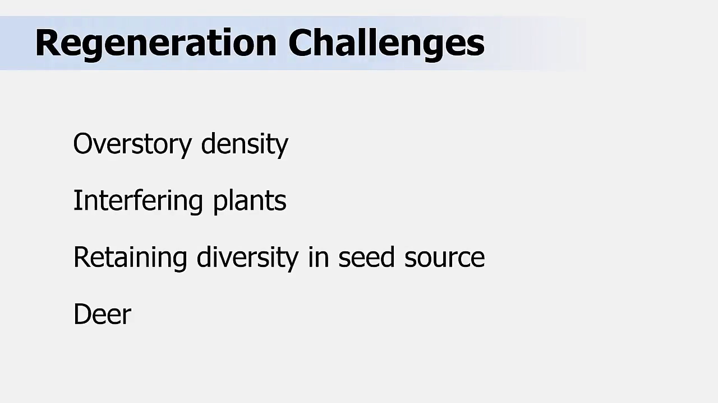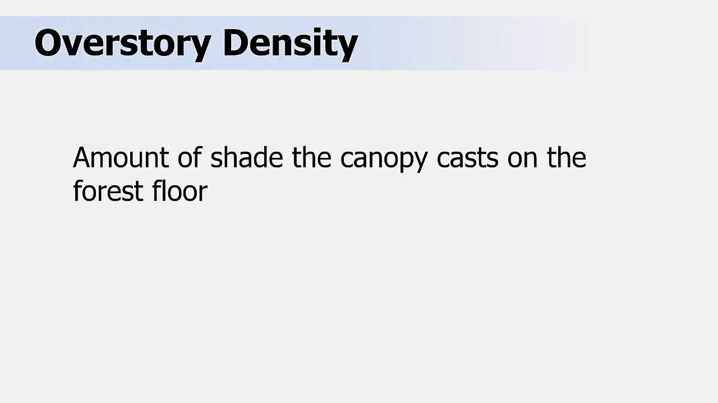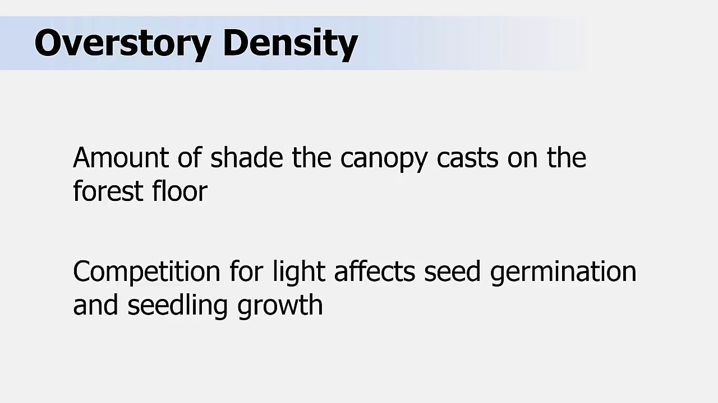There are a number of challenges for a stand that is moving towards regeneration, including overstory density, interfering plants, retaining diversity in the seed source, and deer. Overstory density refers to the relative amount of shade the canopy casts on the forest floor. Light is an important consideration when seeking natural regeneration. Competition for light affects seed germination as well as seedling growth and development.